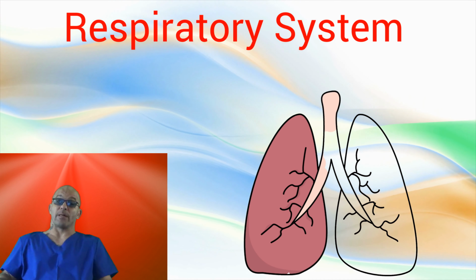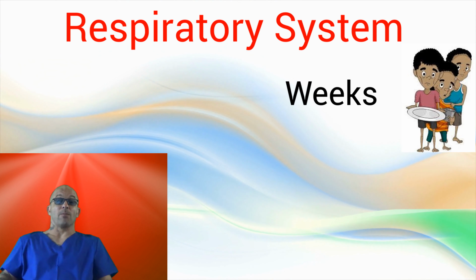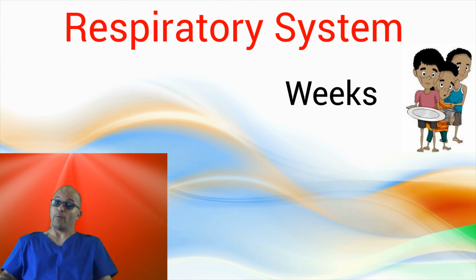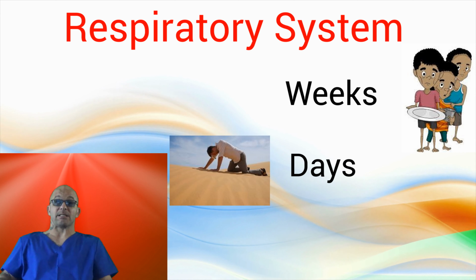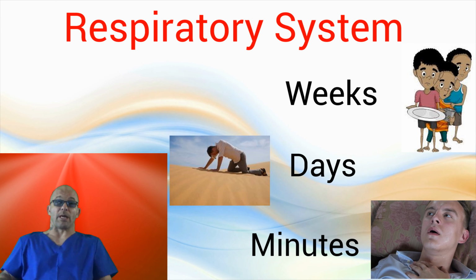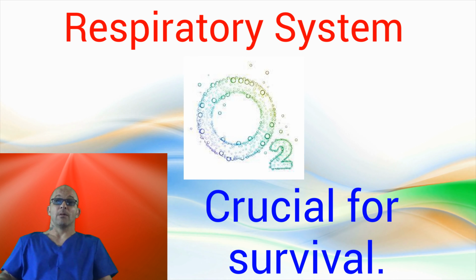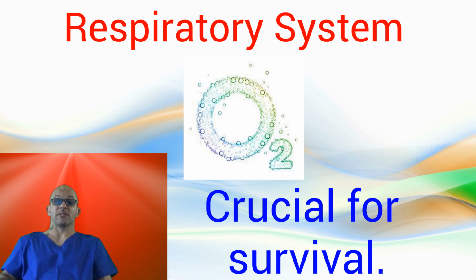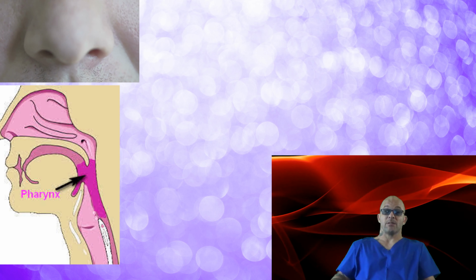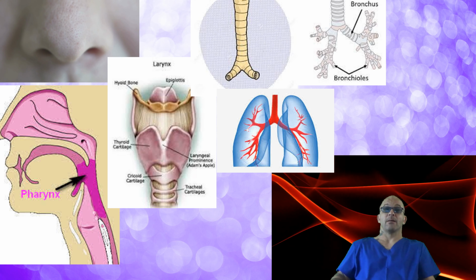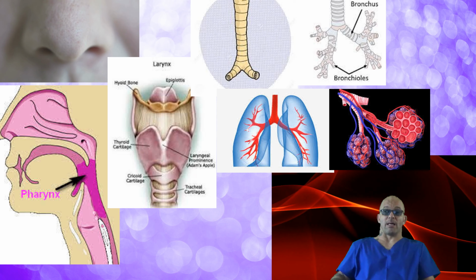Today, we will be covering the respiratory system. We must remember, a person can live a few weeks without food, a few days without water, but only a few minutes without air. Oxygen is therefore the most crucial element for survival. The organs of the respiratory system include the nose, pharynx, larynx, trachea, bronchi, and the lungs and the alveoli.